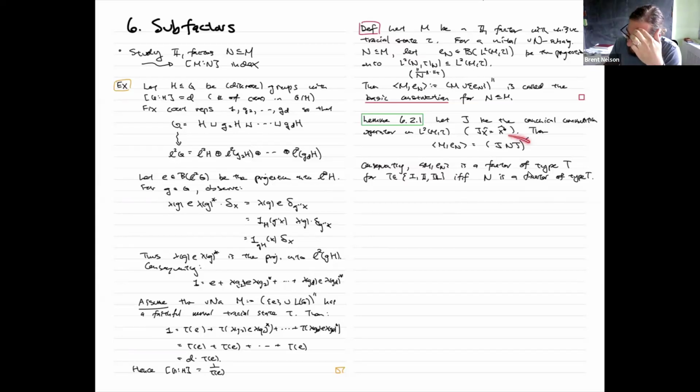So let me elaborate a little bit more on this. I want to draw a picture for this, which also appears in the notes. So here's B(L2(M, tau)) at the top of the diagram. Down below, there's a copy of the scalars. Here's M and N, sitting inside of each other. And then over here, we have JMJ, which is M prime. Then over here, we have JNJ.